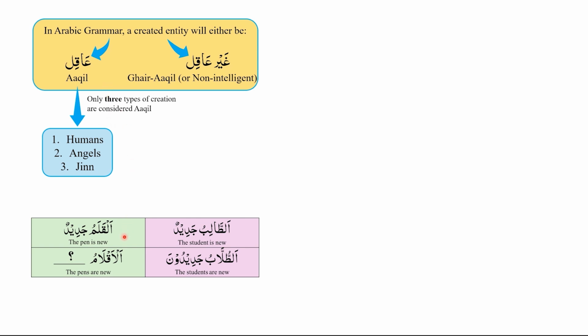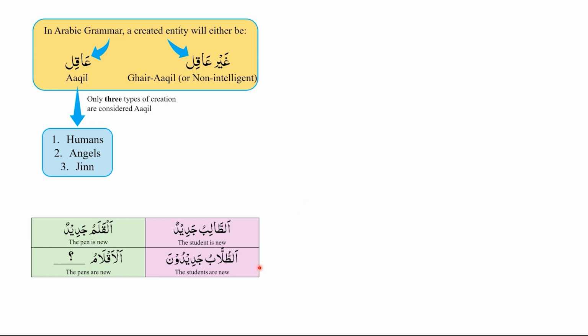In comparison, al-qalamu jadidun, the pen is new. Al-qalamu means the pen. The pen is not human, the pen is not angel, the pen is not a jinn. So it doesn't fit into the category of aqil. So al-qalamu is ghair aqil or non-intelligent.